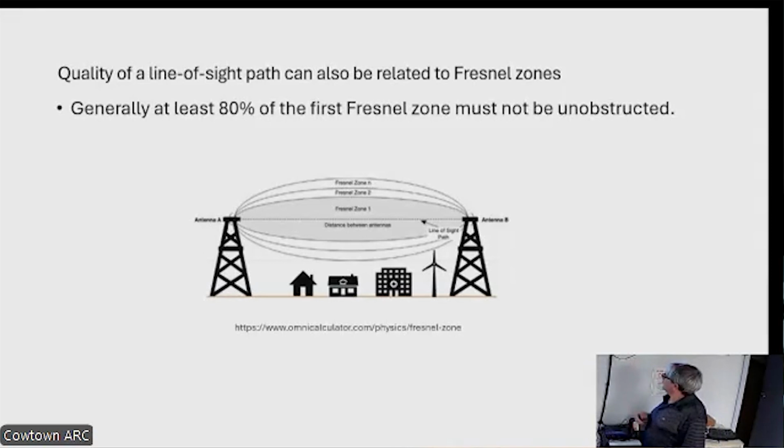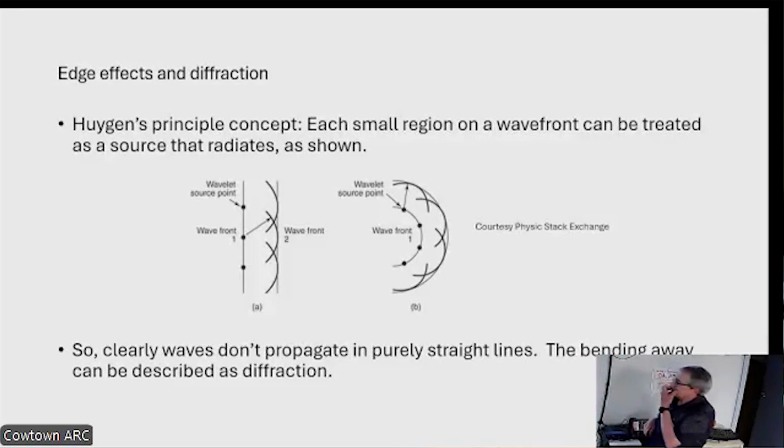We want to make sure that at least 80% of what we call the first Fresnel zone is unobstructed. There are additional Fresnel zones outside of that which apply to different phase shifts. I don't know how many of you like lighthouses, but you've probably seen Fresnel lenses, based on the same principle. That's an important consideration.